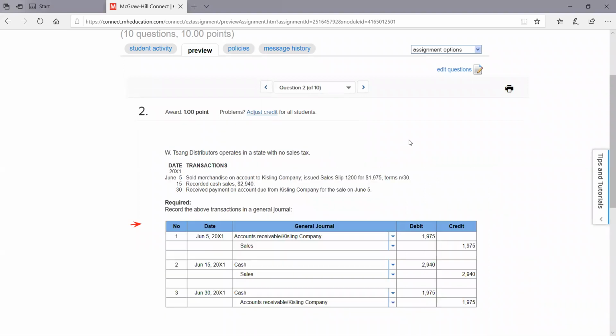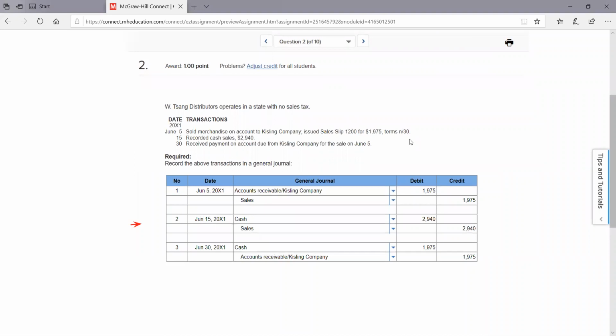In this problem, we're going to do some basic sales recordings of some transactions. We've got 3 of them. Let's start with the first one, where they sold merchandise on account, issued sales slip. It was for 1975, terms net 30. What that means is that we have a sale, we have a revenue, but they haven't paid us cash. They're going to pay us in 30 days. So therefore, they're going to owe us accounts receivable. So you're going to debit accounts receivable for the 1975, and then credit your sales revenue.